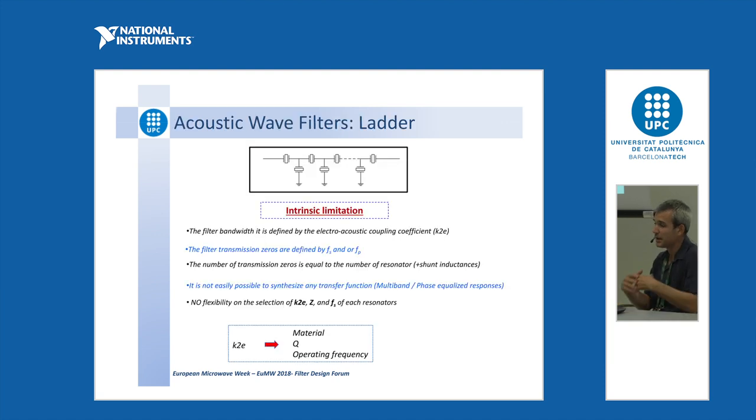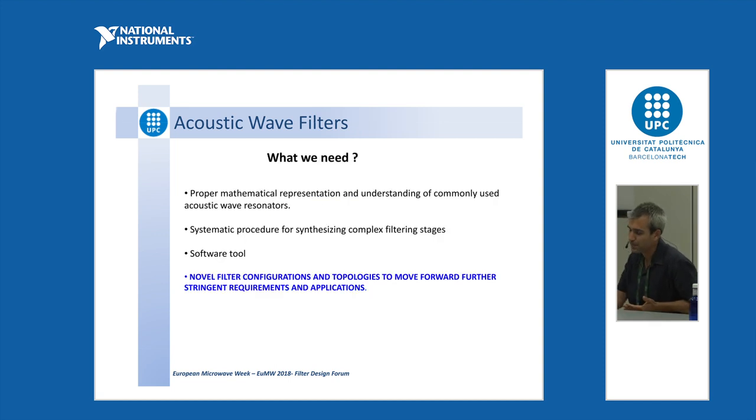In spite of that, this ladder topology has some intrinsic limitations that we've been mentioning, but we'll recall here. One of the limitations is that the filter bandwidth is usually limited by the electroacoustic coupling coefficients, right? And when you need to go to very wide band filters, you need to include a lot of resonators, which also include the losses at the end. And we have also seen that the position of transmission zeros depends on the two resonant frequencies that each resonator has, and therefore it depends on the coupling coefficient.